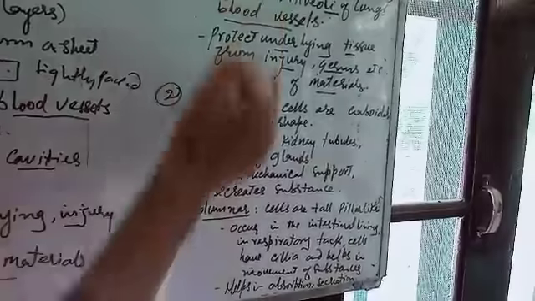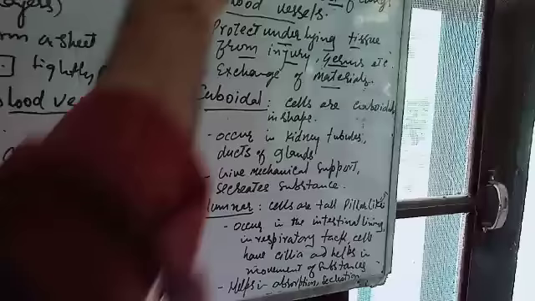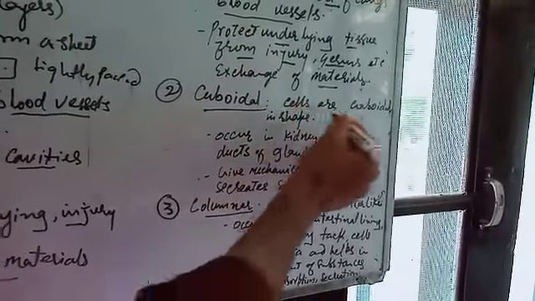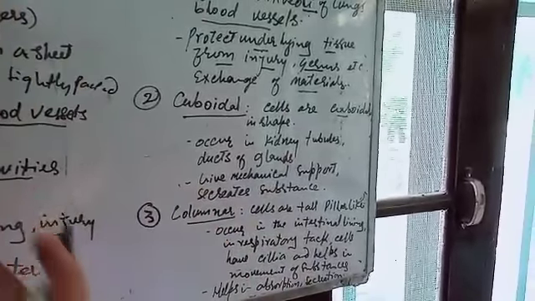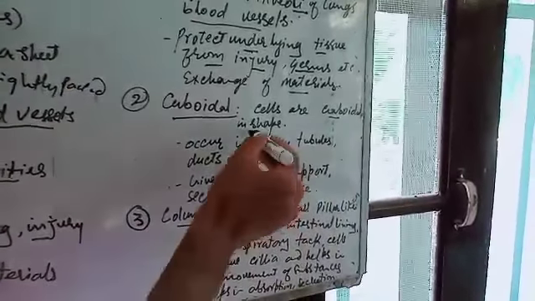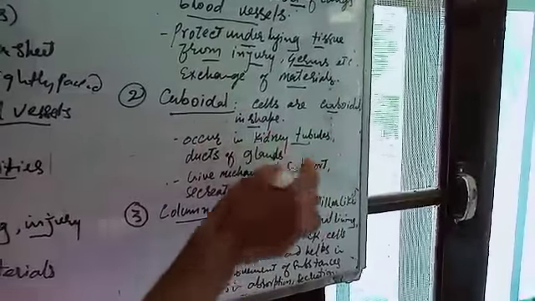The second type of tissue is cuboidal epithelium. Cuboidal epithelium is the second type of epithelial tissue. The cells are cuboidal in shape, like a cube. Where do they occur? They occur in kidney tubules.